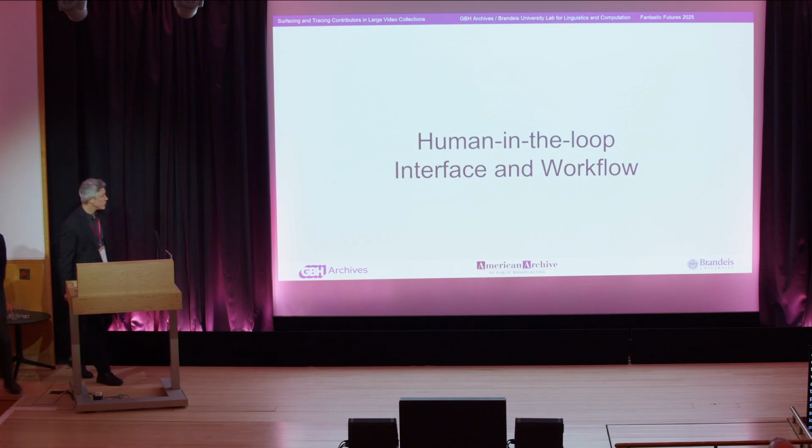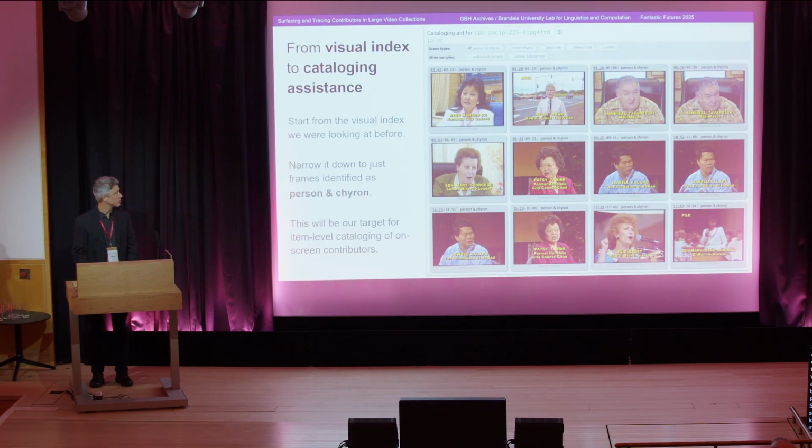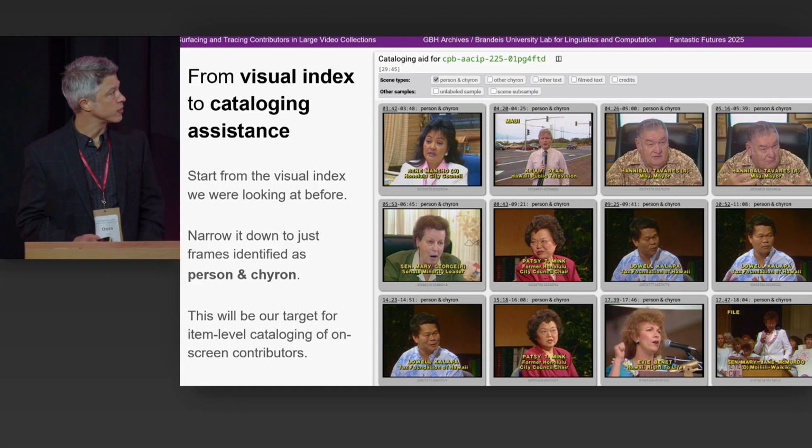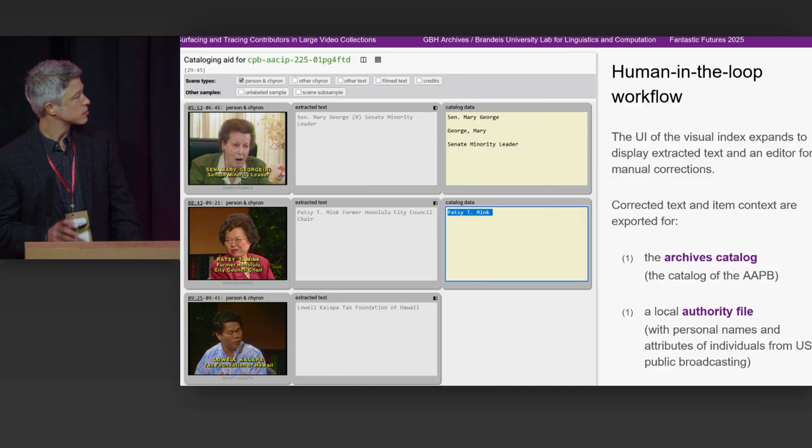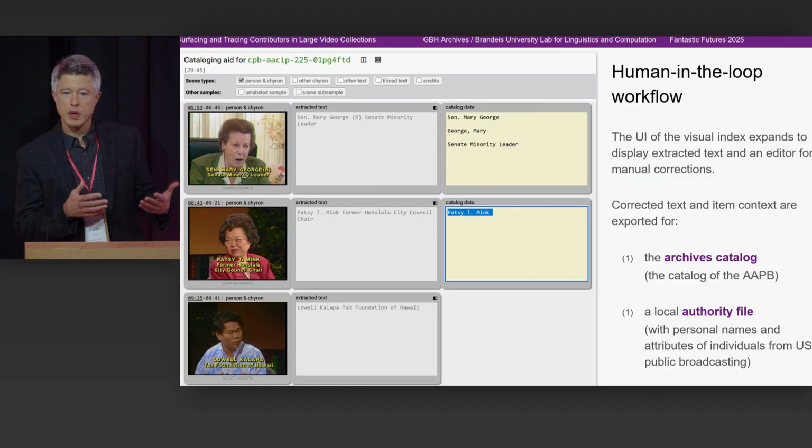Okay, so what can we do with these models that Kelley's just been describing to us? So again, start with the visual index and filter it down to just the persons with chirons. That'll be our target for cataloging of individuals. So we've built a new interface.